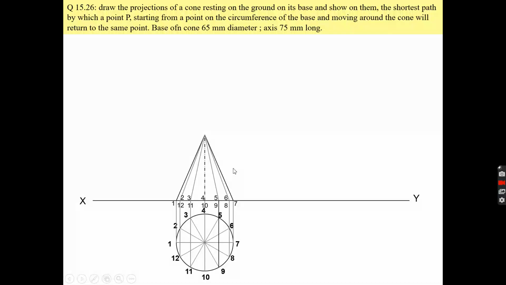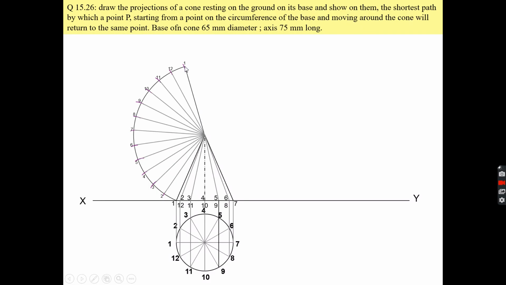So basically what I will do is cut the cone and unfold that, meaning I am making the development of the cone. Like that, I will draw a sector of a circle and divide this sector into 12 equal parts, like this. So this is point 1, point 2 up to point 12 and again 1. This is your development of the cone.